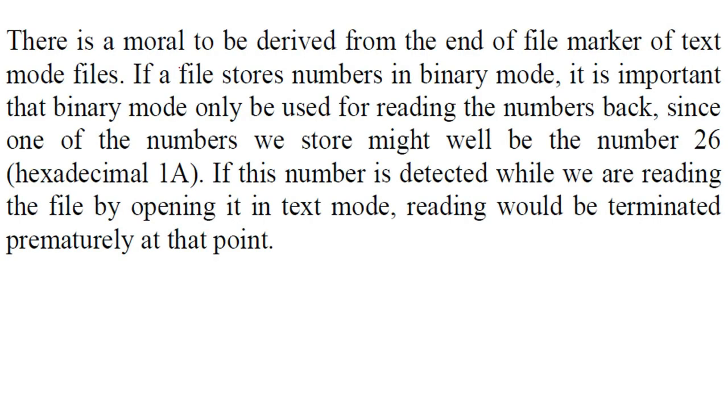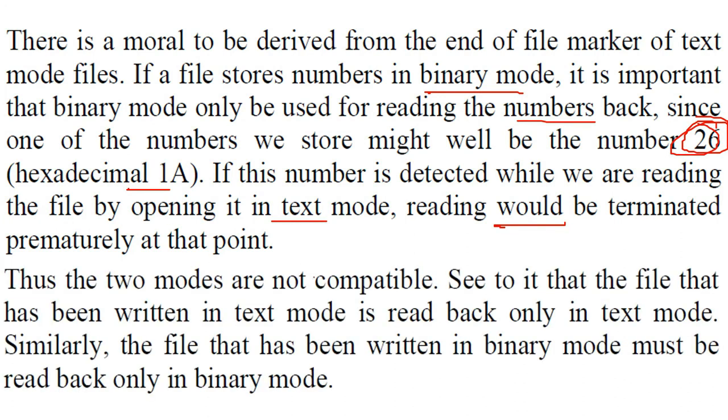So what is the moral here? What is the crux? If the file stores numbers in binary mode, it is very important that binary mode only be used for reading the numbers back. Why? Because one of the numbers you store might well be 26, which is the hexadecimal 1A. If this number is detected while you are reading the file in text mode, the reading will be terminated prematurely. So you have to consider this. These two modes are not compatible. That is, if you have written in text mode, always read back in text mode. If you have written in binary mode, read it back in binary mode.